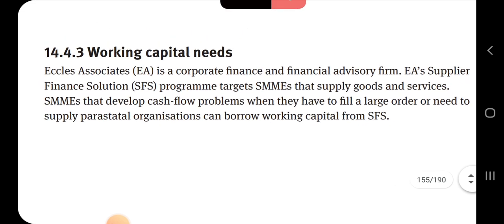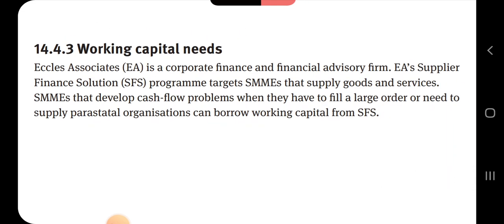And then let's look at working capital needs. Let's say you have a shop and you don't have money to buy stock. That is working capital, okay? Eccles Associates, I hope I'm calling it correctly, is a corporate finance and financial advisory firm. Its Supplier Finance Solution program targets SMMEs that supply goods and services. SMMEs that develop cash flow problems when they have to fill a large order or need to supply a parastatal organization can borrow working capital from SFS.